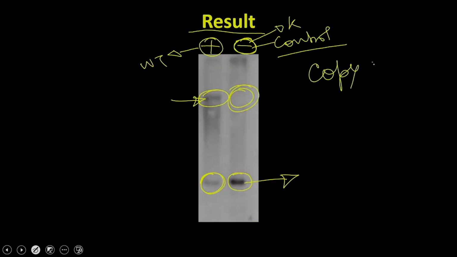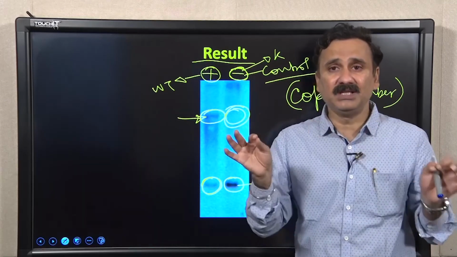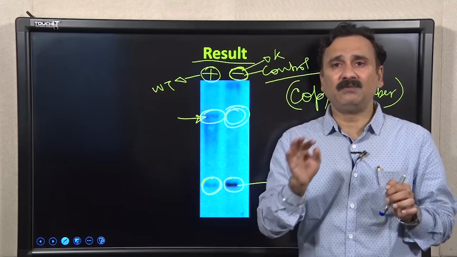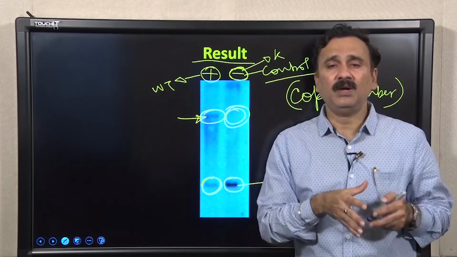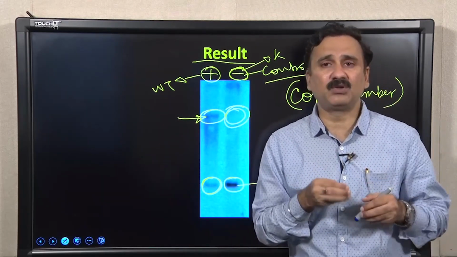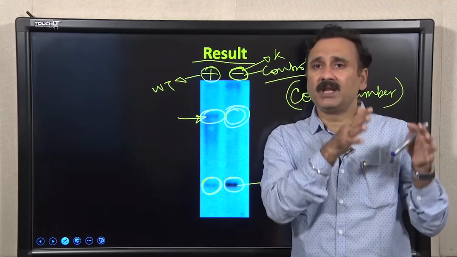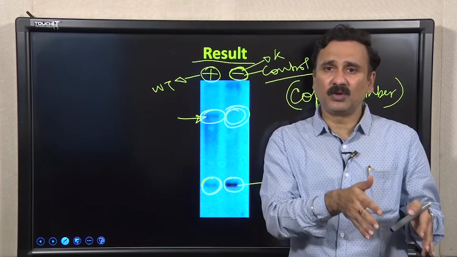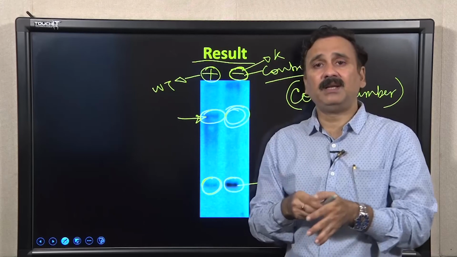So you can also determine the copy number of a particular gene. We are not going to have just a single gene; we are also going to have multiple genes on multiple chromosomes. For example, humans have 23 pairs of chromosomes, which means 46 chromosomes, but a single gene is not present on a single chromosome. There are genes which are present in a single copy.